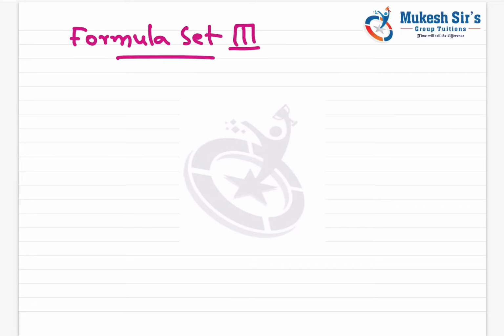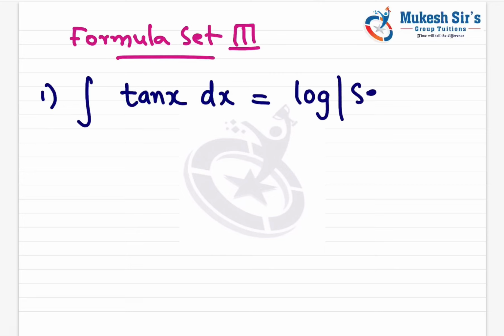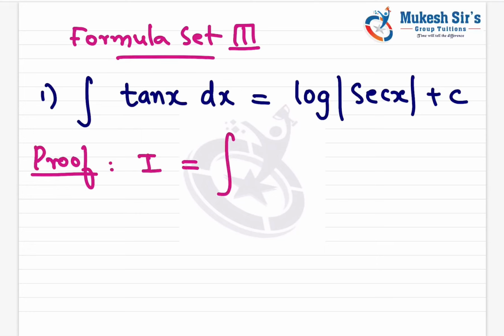So here we derive integration of tan x. Integration of tan x is equal to log of mod of sec x plus c. Tan x ka integration is log of mod of sec x plus c. You can go through the proof here. So you want integration of tan x dx, right?